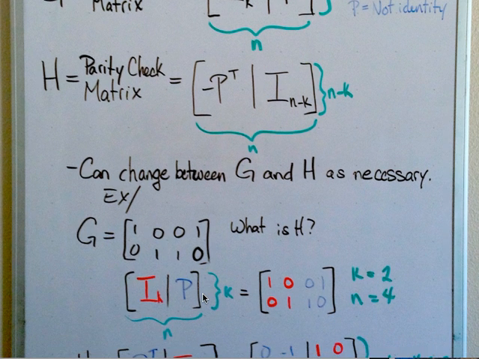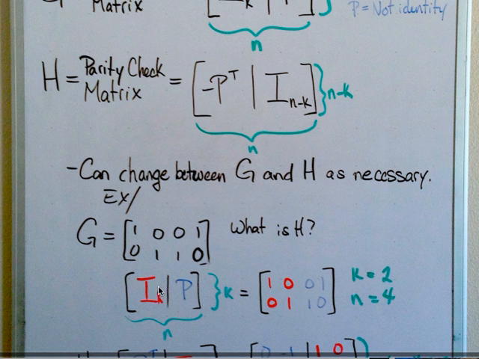Well, first, what do we know about G? We know that G has the form identity matrix of k dimensions and P. So therefore, since the identity matrix comes first, I just labeled what I could find of the identity matrix first on the left side of the generating matrix. As you can see, I marked it in red. P will be everything else. I also noted that k equals 2, the height, 2 rows, and n equals 4. There are 4 columns.